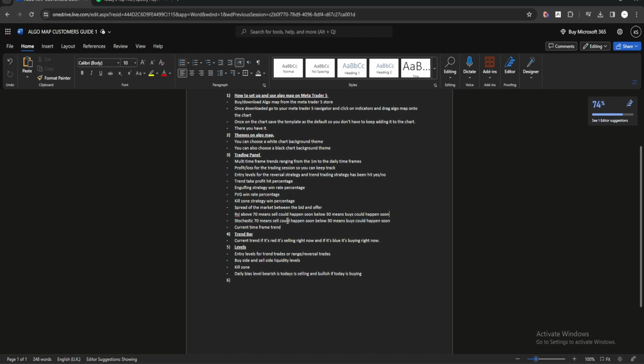And it also adds the kill zone, so it's the best time to take trades for scalpers during London Open, etc. And then you have the daily bias level. Basically, if price is below that daily bias level, it's going to say it's bearish today, and if it's above it, it is going to say it is bullish today. Very simple, and yeah, very profitable.